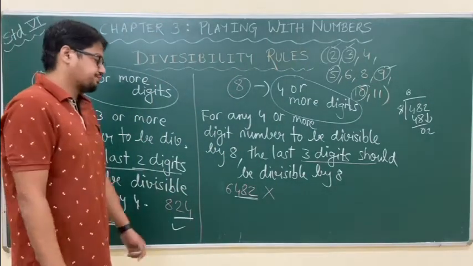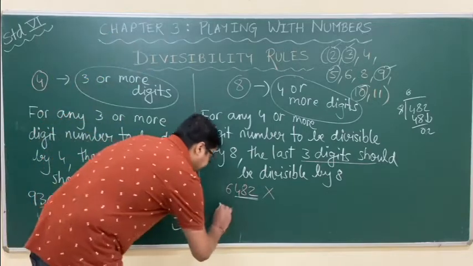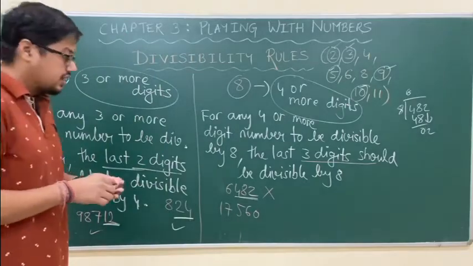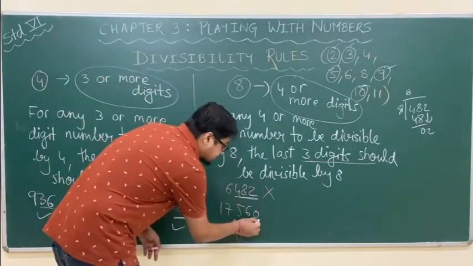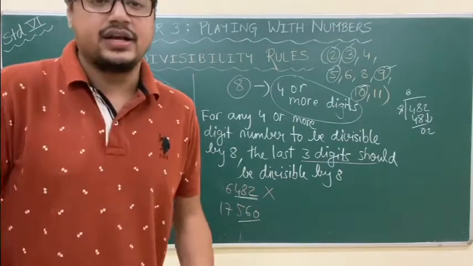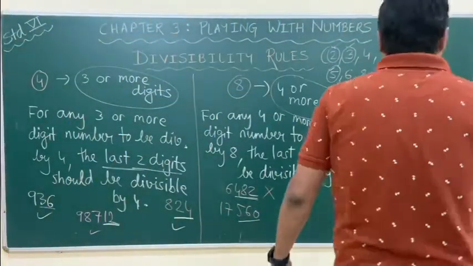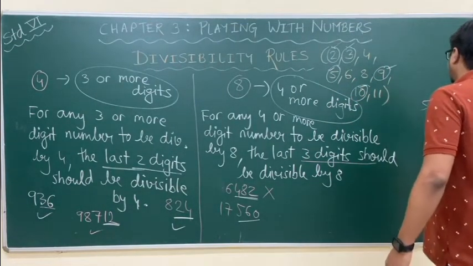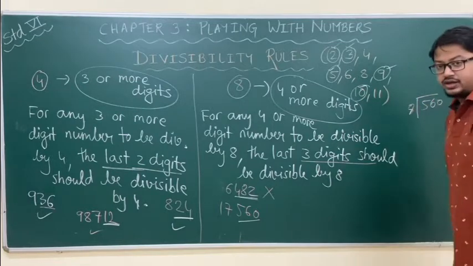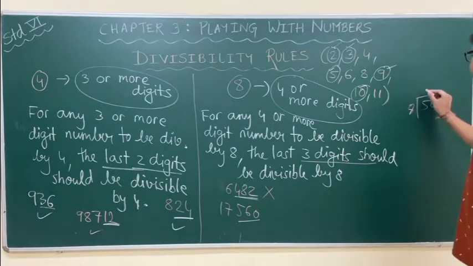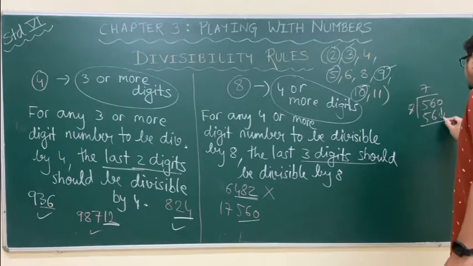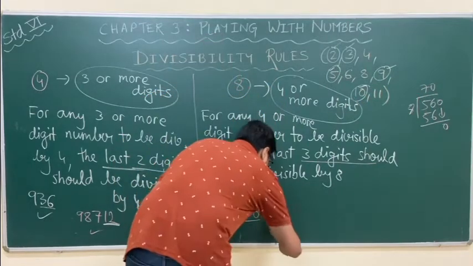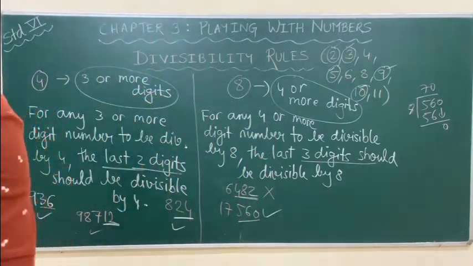Instead of this, suppose I take 17560. Okay, let me check the divisibility test of 8. For a 4 or more digit number, the last 3 digits are 560. I repeat, the last 3 digits are 560. So in rough, we will check the division of 560. Is 560 divisible by 8? Okay, 8 5s are 40, 8 6s are 48, 8 7s are 56, and 0 will be gone. So 560 is divisible by 8. That means this entire number is divisible by 8.